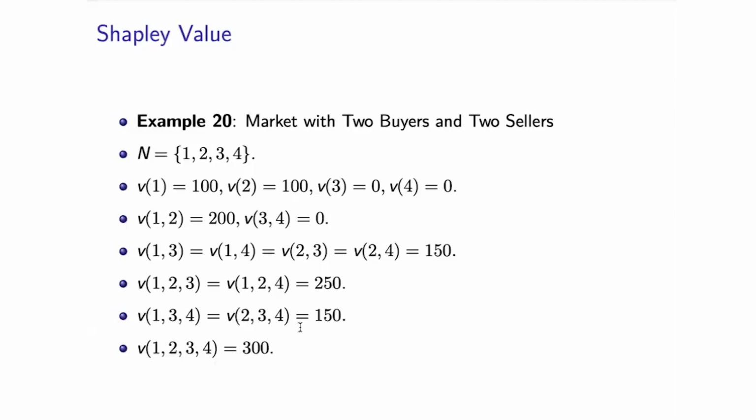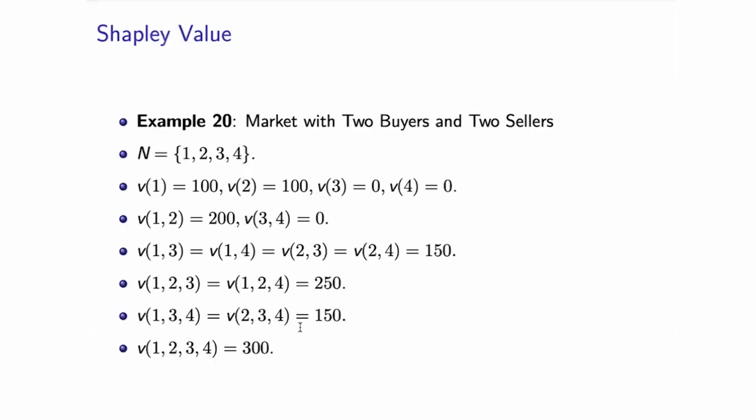Okay. What about if trade takes place? So imagine that a trade takes place between 1 and 3. So we can imagine that there is some positive surplus that is generated by both the parties. So then perhaps v13 is 150, right? And the situation is similar for 1 and 4. So v14 is also 150, v23 is 150, and v24 is 150, right? So this makes intuitive sense.